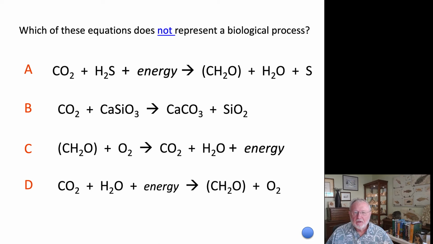So let's start off with a clicker question. Which of these reactions does not represent a biological process? A, CO2 plus hydrogen sulfide to produce a carbohydrate, water, and sulfur. B, CO2 plus calcium silicate to produce calcium carbonate plus silicon dioxide. C, carbohydrate plus oxygen results in CO2 plus water plus energy. Or D, CO2 plus water plus energy yields carbohydrate and oxygen.